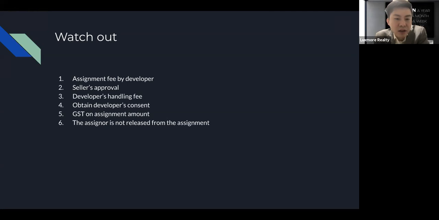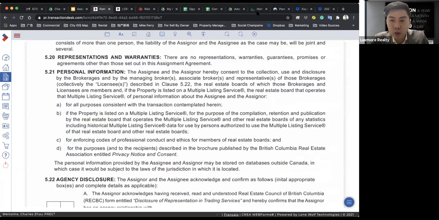And also there's assignor responsibility. The assignor will not be released from the assignment. So in a case where the assignee, the buyer who bought the assignment, could not complete, the assignor is still on the hook. They are still obligated to complete the deal. Okay, so watch out for that. So here is some basic knowledge about assignment. I'm going to show you the contract, and we'll go over how to look at the contract and read the contract.